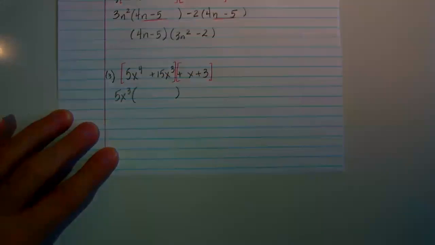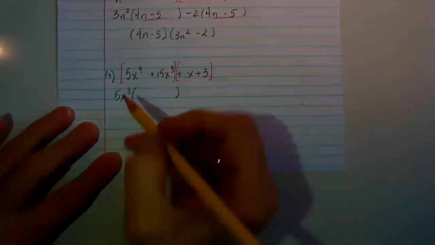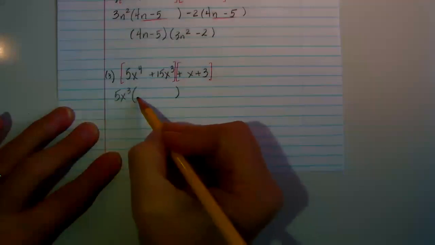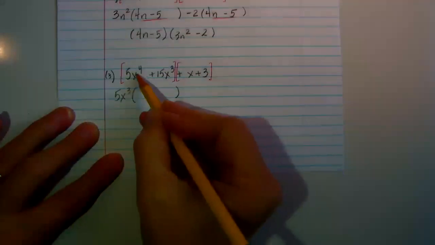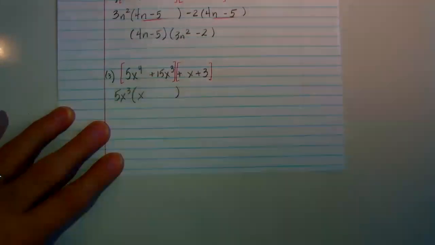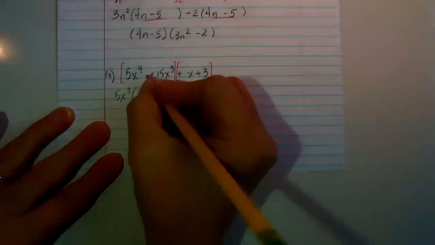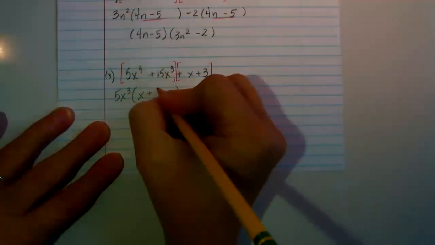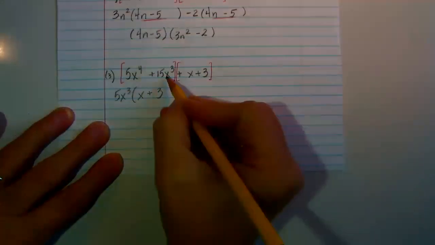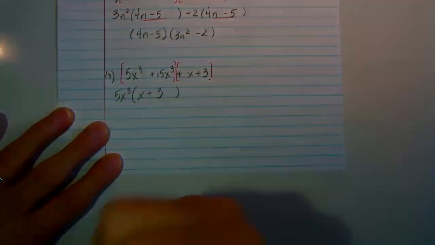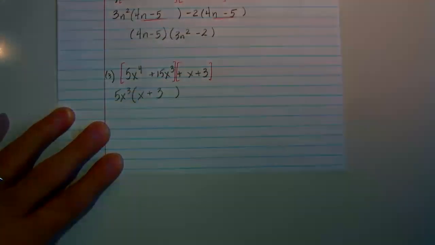All right, then we go ahead and do our dividing. So 5 divided by 5 will become 1. And again, you could write the 1 if you'd like. x to the 4 divided by x to the 3 would leave me just with x. Plus 15 divided by 5 would leave me with 3. And then x to the third divided by x to the third would cancel and leave me with just 1. So we just have x plus 3 left inside.